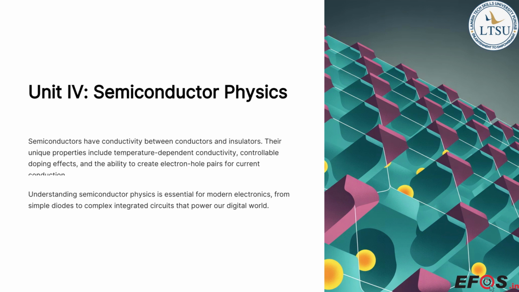Our fourth unit, semiconductor physics, is arguably the most crucial for modern technology. Semiconductors have the unique property of having conductivity that is intermediate between conductors and insulators. Their key properties are temperature-dependent conductivity, the ability to be precisely controlled through doping, and the mechanism of creating electron-hole pairs for current flow. Mastering this field is absolutely essential, as it forms the basis of all modern electronics, from simple diodes to the incredibly complex integrated circuits that power our digital world.